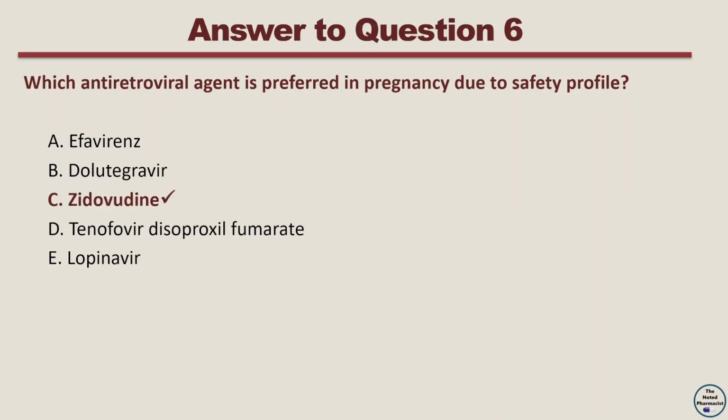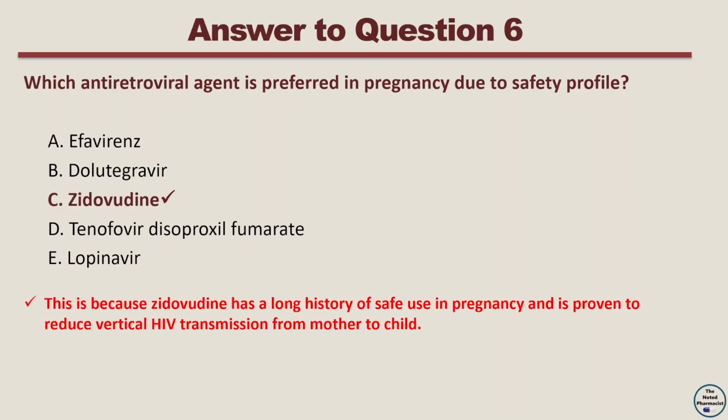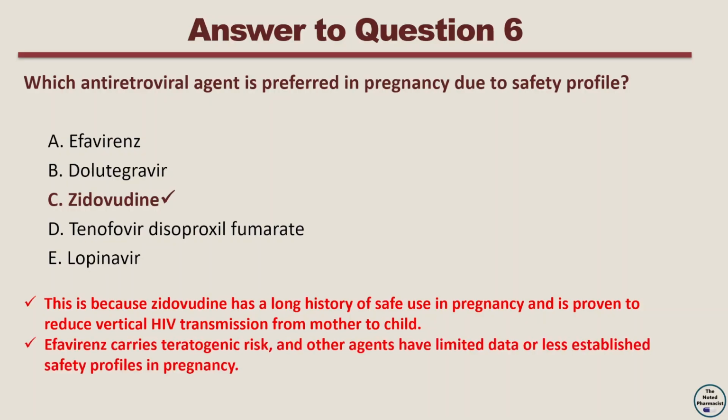The correct answer is option C, zidovudine. This is because zidovudine has a long history of safe use in pregnancy and is proven to reduce vertical HIV transmission from mother to child. Efavirenz carries teratogenic risk, and other agents have limited data or less established safety profiles in pregnancy.